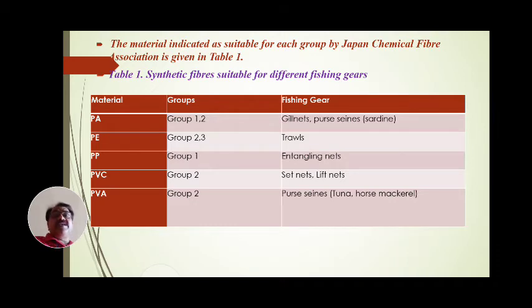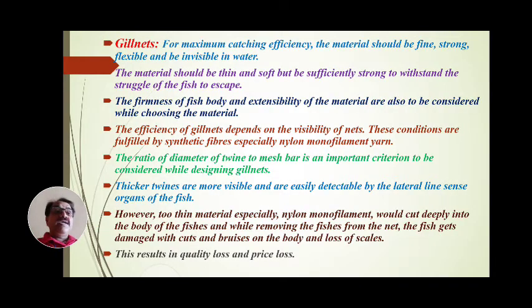All these materials, polyamide, polyester, polypropylene, polyvinyl chloride, and PVA, are used, and they are specific to constructing specific types of gears, that is, nets. Take gill nets: for maximum catching efficiency, the material should be fine, strong, flexible, and invisible in water for the manufacturing of gill nets.